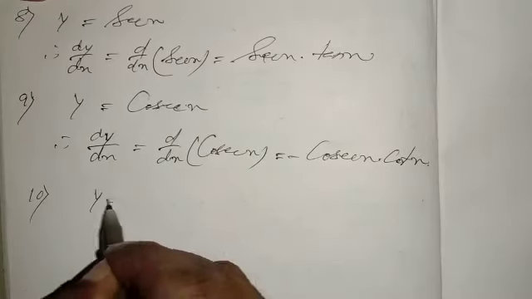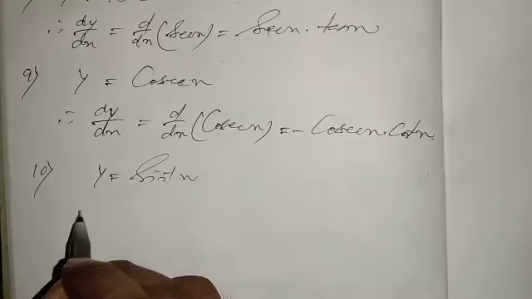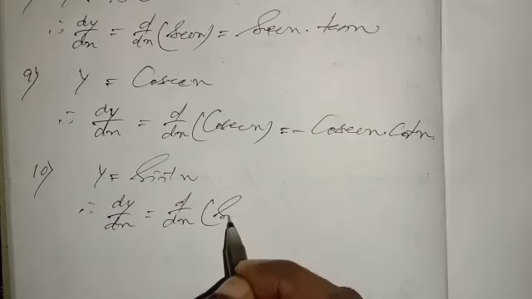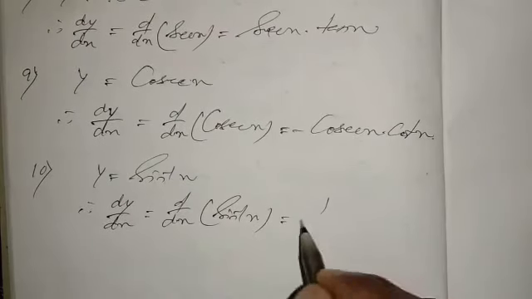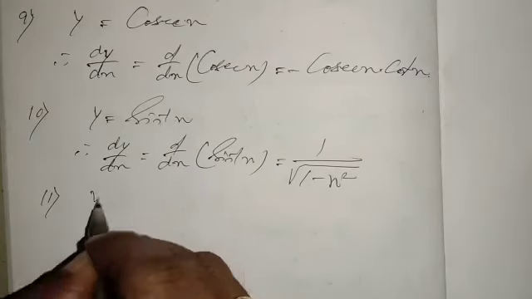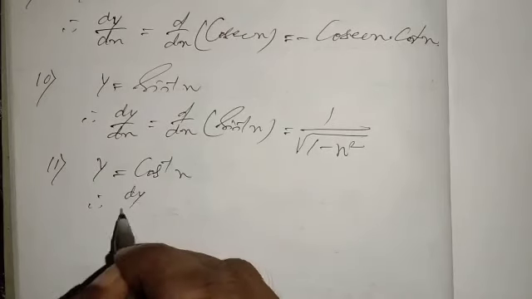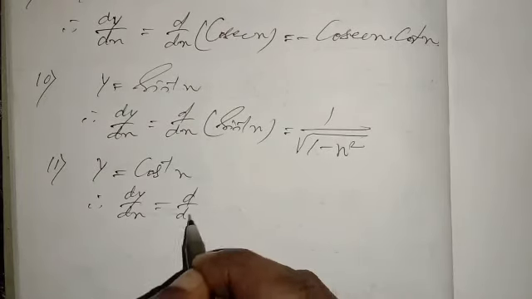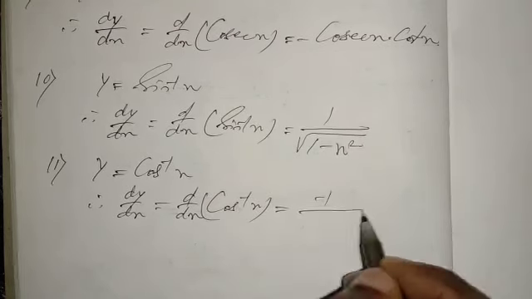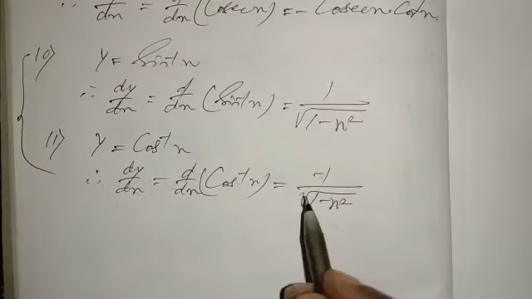Next I am going to inverse functions. Number 10, if y is equal to sin inverse x, then dy by dx of sin inverse x is how much? 1 by root over (1 minus x square). Number 11, if y is equal to cos inverse x, the derivative of cos inverse x is minus 1 by root over (1 minus x square). These two are the same, the only difference is the minus.